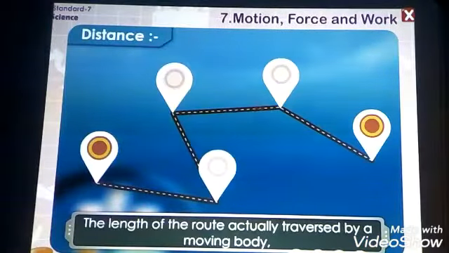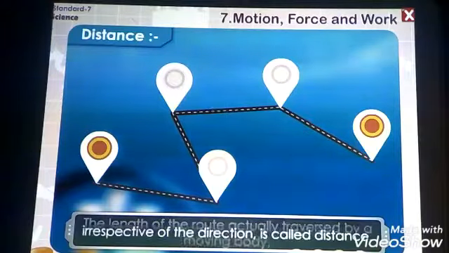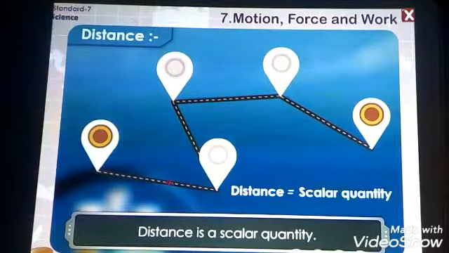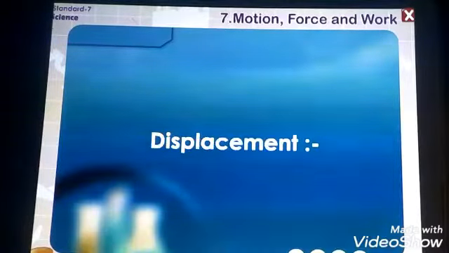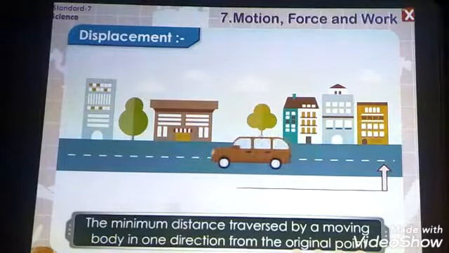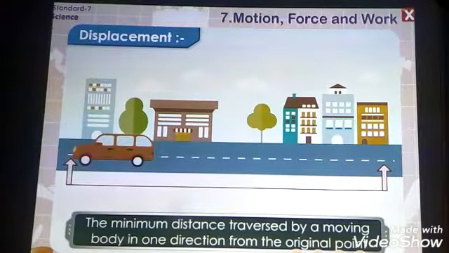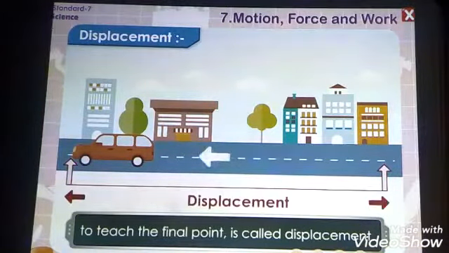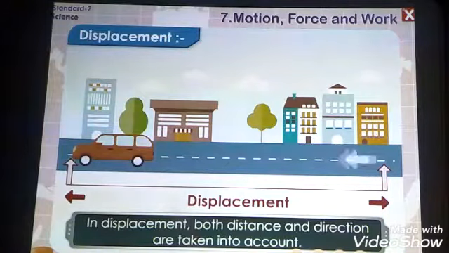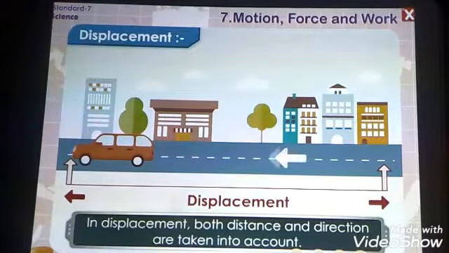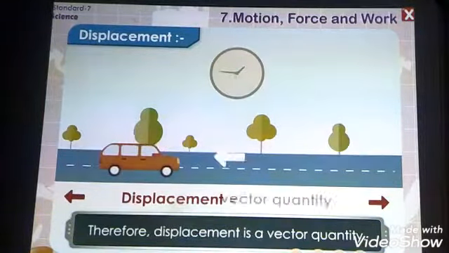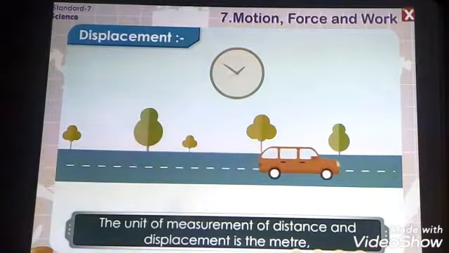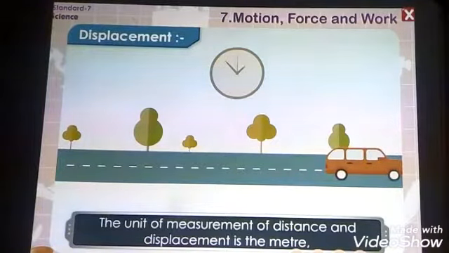Distance. The length of the route actually transferred by a moving body, irrespective of the direction, is called distance. Distance is a scalar quantity. Displacement. The minimum distance transferred by a moving body in one direction from the original point to reach the final point is called displacement. In displacement, both distance and direction are taken into account. Therefore, displacement is a vector quantity. The unit of measurement of distance and displacement is the meter.